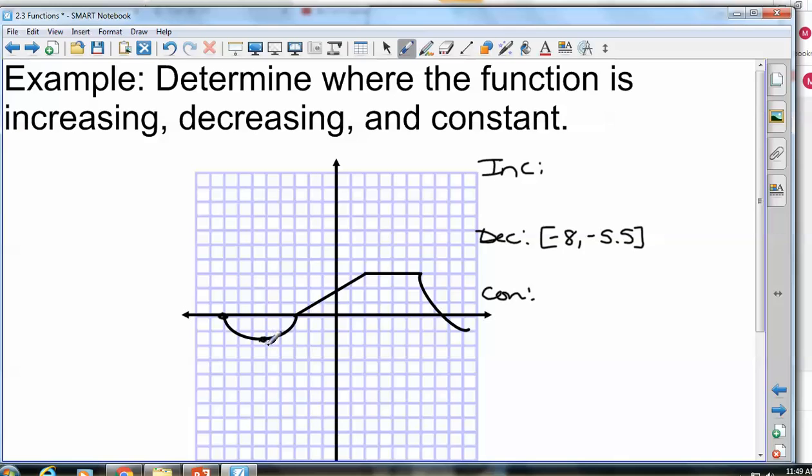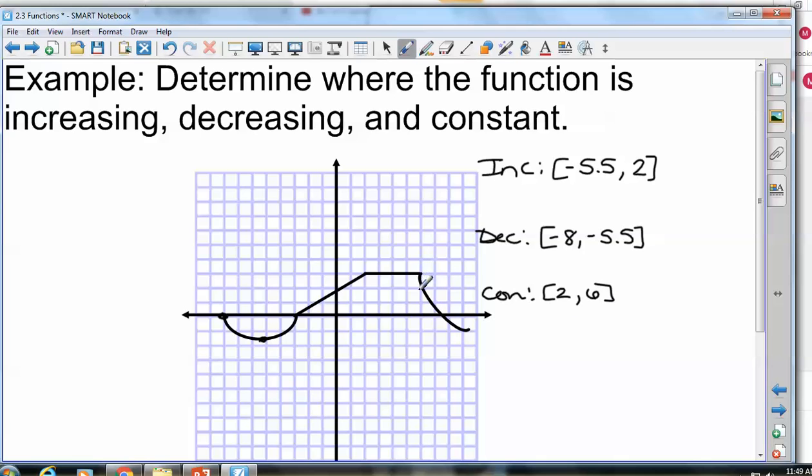What does it start doing at negative 5.5? Increasing. Does it stop when you get to that end of the semicircle? Still going up, so it's increasing from negative 5.5 until you get to an x value of 2. What's happening at 2? Constant. From an x value of 2 until you get to 6.